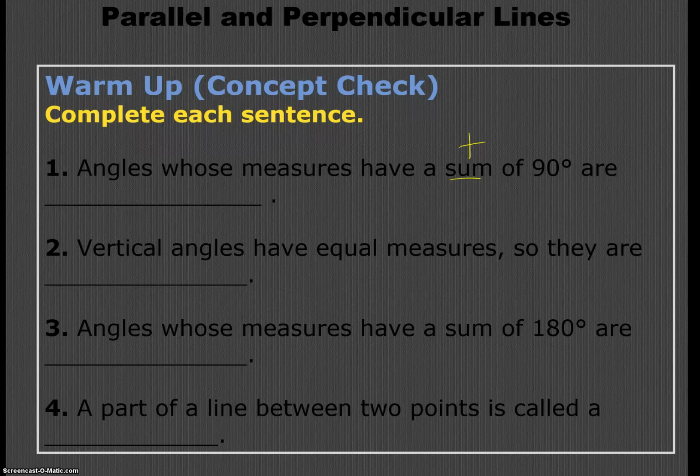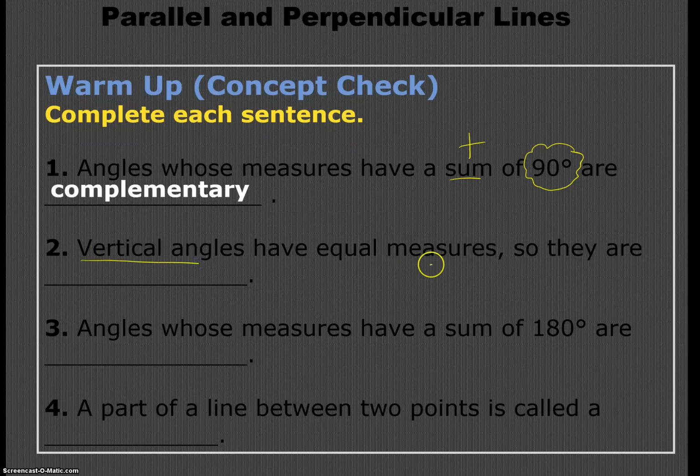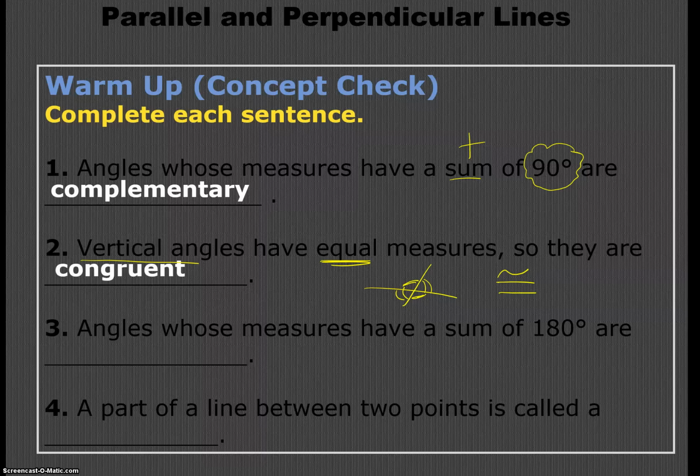So angles whose measures have a sum, or add up, to 90 degrees, and they can be two or more of them, are called what? Pause the video if you need to. Otherwise, you yelled out complementary. Vertical angles, those are the ones that are straight across from each other like this or like that. Vertical angles have equal measures. They're equivalent. That means they are what? I'll give you a hint. This is the symbol for that. You say congruent.